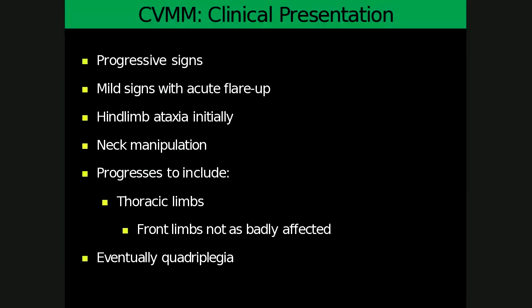So the clinical presentation is typically progressive signs. They start with hind limb ataxia initially. They might have proprioceptive deficits, nail scuffing. Those are the first things that can be noticed. They might resent neck manipulation because it's painful. And then it will progress cranially to include the thoracic limbs, which are typically not as badly affected as the pelvic limbs. And eventually, you may end up with a patient that's quadriplegic.